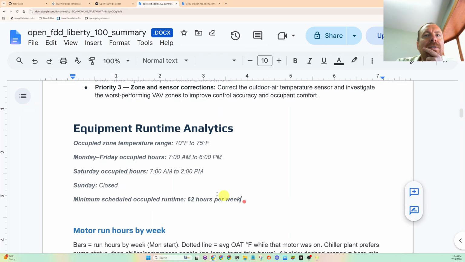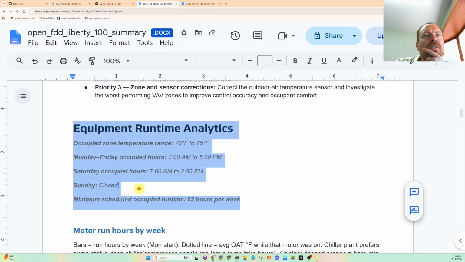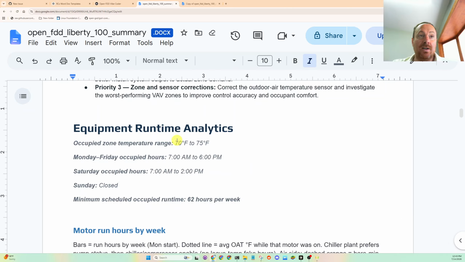So this is where I pulled this right from the start: the occupied zone temperature range is 70 to 75, Monday through Friday, 7 a.m. to 6, and Saturday, 7 a.m. to 2, closed on Sundays. And then these are the same plots that we've gone over quite a few times already. Just equipment run hours.